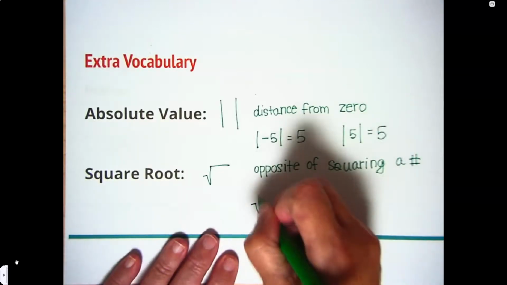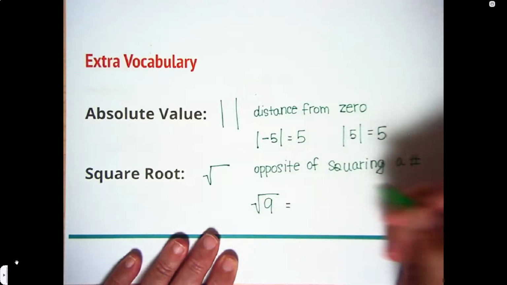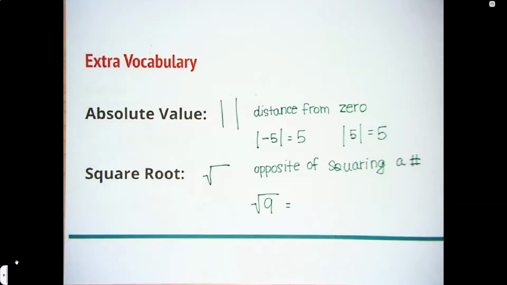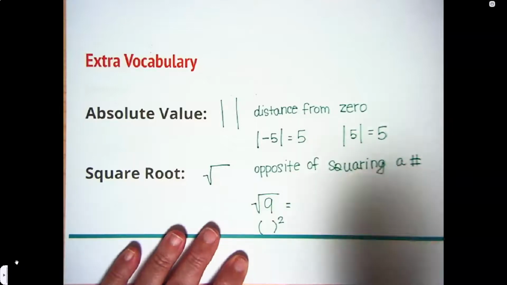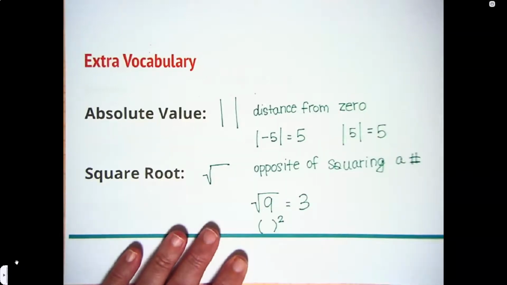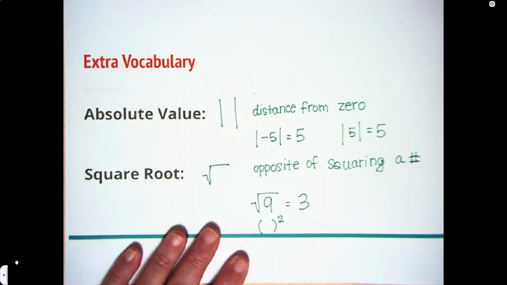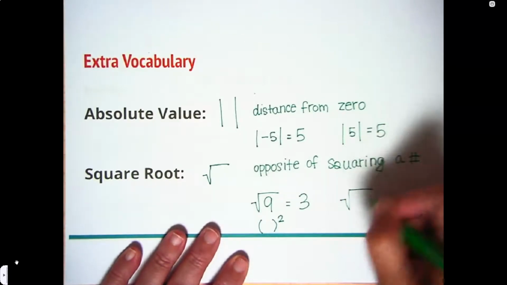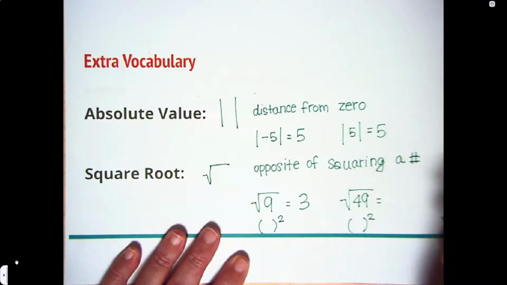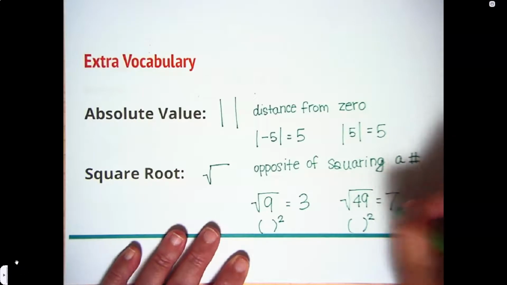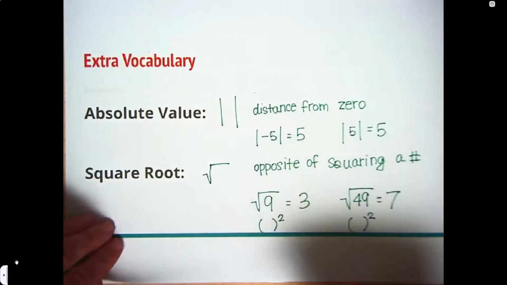So if I were to ask you for the square root of 9, then I'm saying what number would you square to get 9 as the result? And you know that's 3. So the square root of 9 would be 3 because we would have to do 3 to the second power to get 9 as the result. If I ask you for the square root of 49, then I'm saying what number would you square to get 49 as the result? And of course the answer is 7. So a little bit of review here.